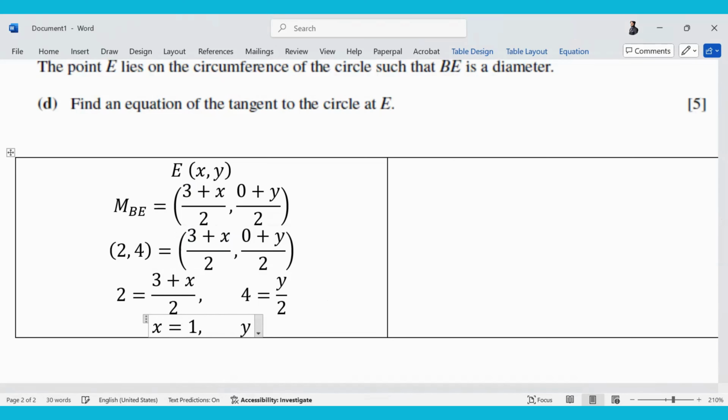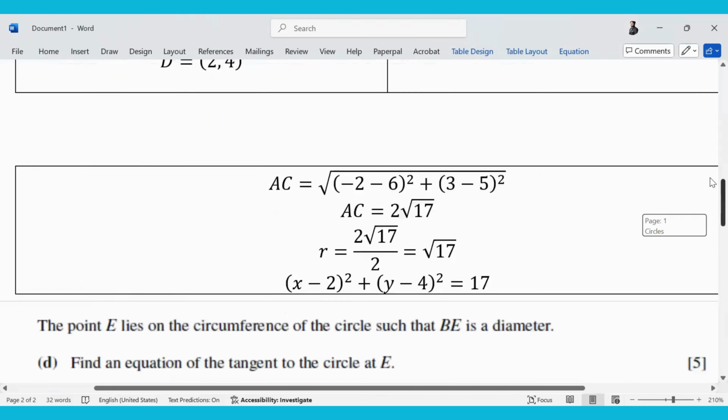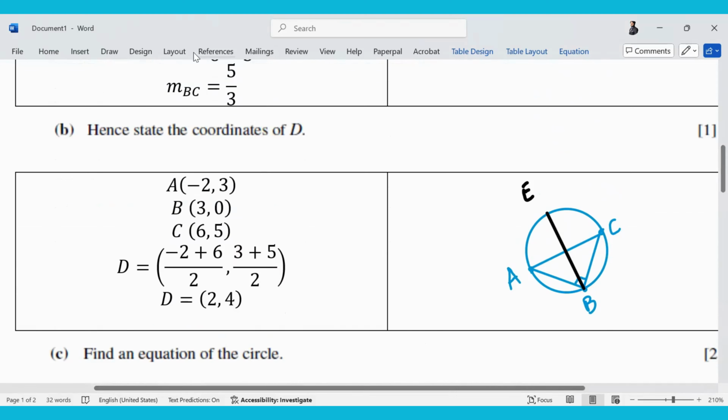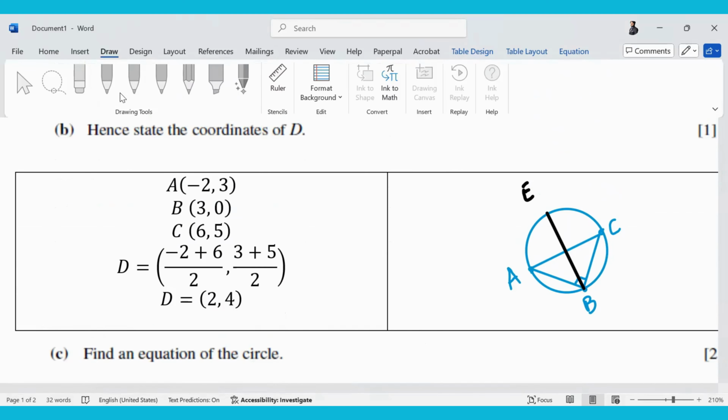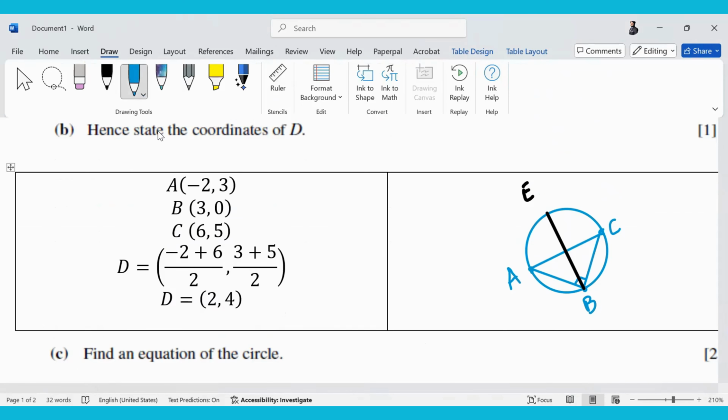x is 1 and y is 8. लिख कुछ नहीं रहे हो तो you are not understanding anything. E के coordinates हैं (1, 8). You have figured out a point. Why did we find the coordinates of E? To make the equation, हमें किसकी equation बनानी थी? The equation of the tangent that is passing through E. So we have just figured out the point. We need another thing to make the equation of a straight line. What other thing do we need? Gradient. How do I find the gradient of this tangent?